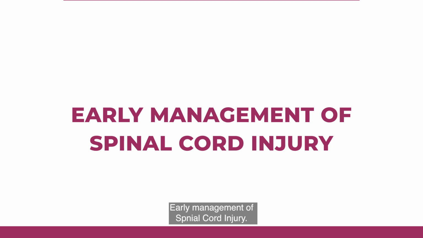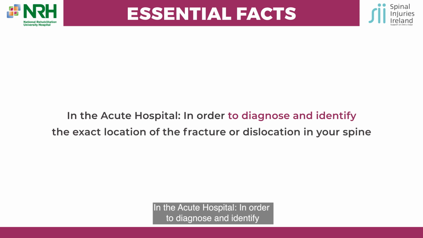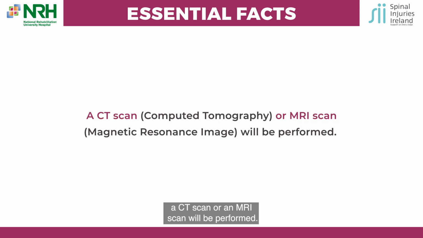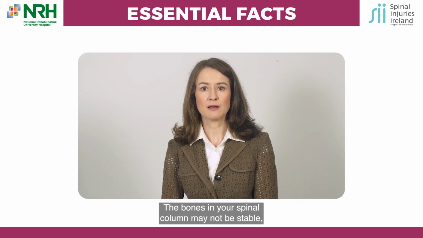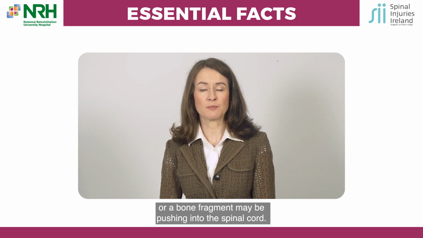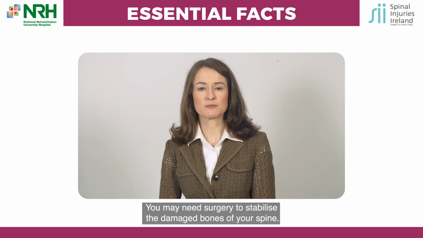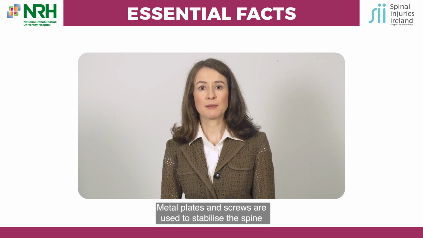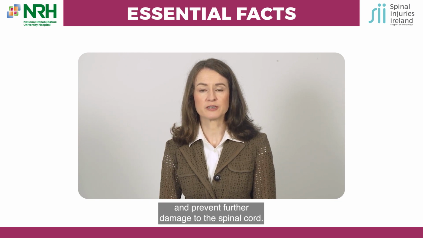Early management of spinal cord injury. In the acute hospital. In order to diagnose and identify the exact location of the fracture or dislocation in your spine, a CT scan or an MRI scan will be performed. The bones in your spinal column may not be stable, or a bone fragment may be pushing into the spinal cord. You may need surgery to stabilize the damaged bones of your spine. Surgery needed will depend on the type and level of injury. Metal plates and screws are used to stabilize the spine and prevent further damage to the spinal cord.